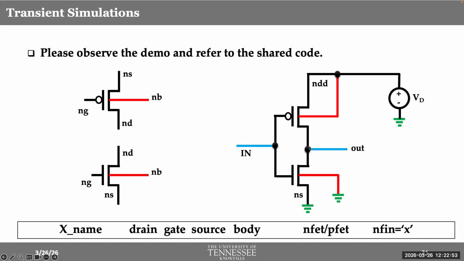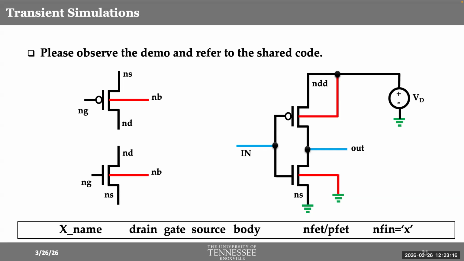Notice, by the way, before we forget, can anybody tell me where is the drain terminal of the NMOS? What is the name of the node where the drain terminal is connected? Out. So remember, in the code, when I write out, it is actually meant to show that this is a drain terminal. But can anybody tell me where the source terminal of the PMOS is?